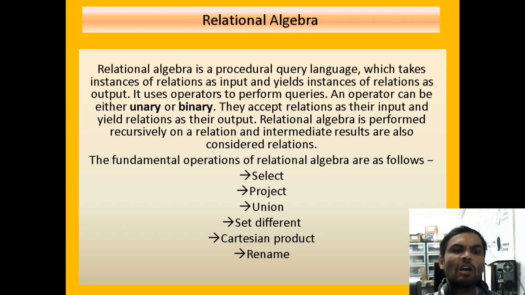If you want to talk about the relational algebra operations, some of the operators are the selection operator, projection operator, union operator, set difference, Cartesian product, and rename. These six operators come under the fundamental relational algebra operations. Relational algebra is a procedural query language, as I said just now.